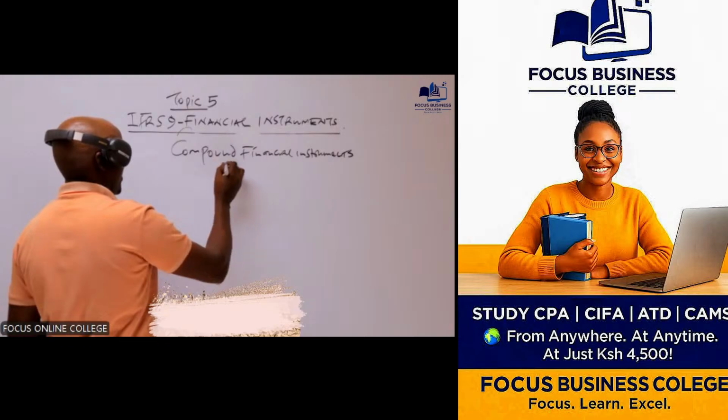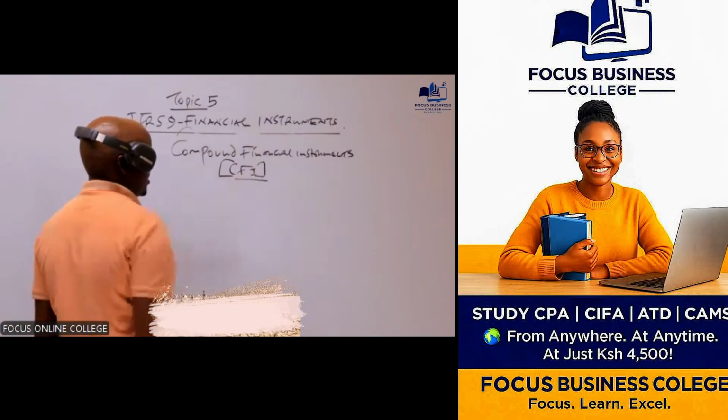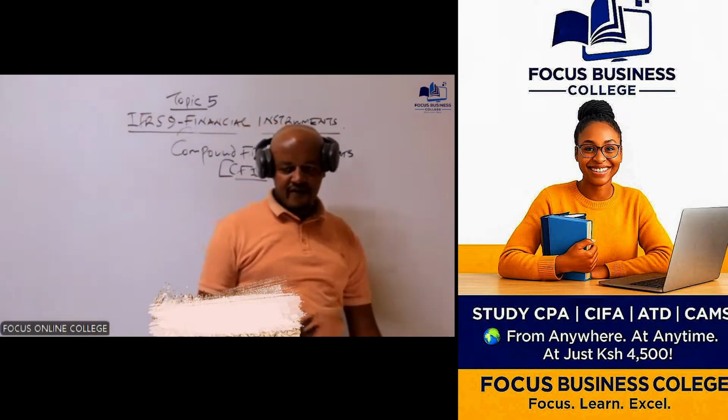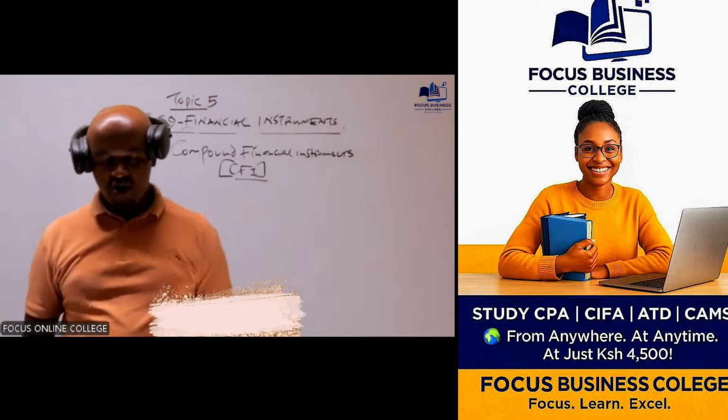So compound financial instrument, these ones are abbreviated as CFI. So what do you mean by compound financial instrument? These are the financial instruments, things like debentures, things like bonds, which contain both equity and liability component.